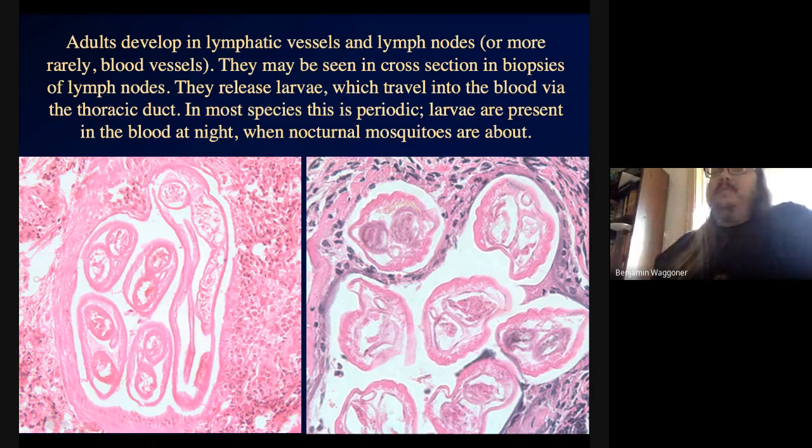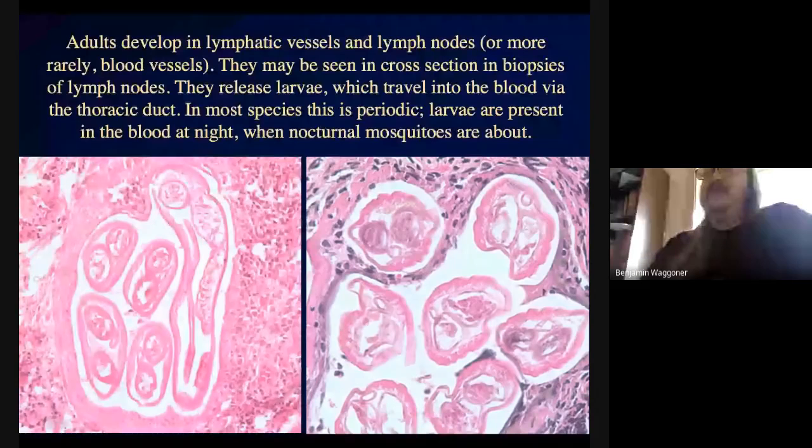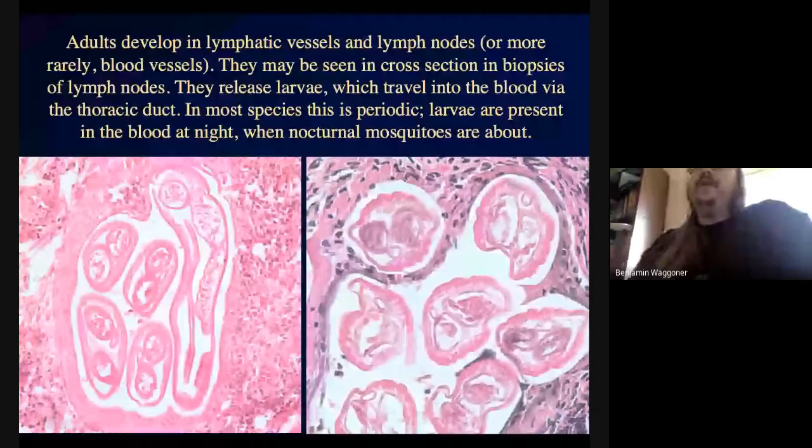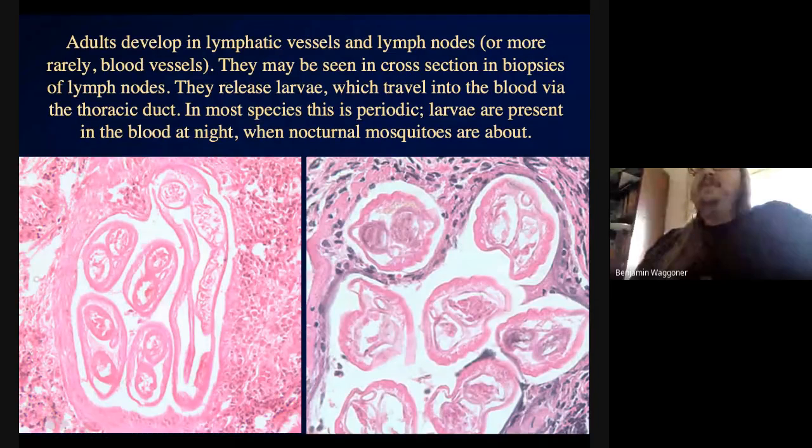They reproduce. They release larvae, which, if you remember, are still wrapped in that egg membrane, and the larvae travel into the bloodstream via the thoracic duct. Remember, that's the duct that connects your lymphatic system to the circulatory system. Lymph ultimately drains into your vena cava through your thoracic duct. And in most species, this is actually periodic. The larvae tend to enter the bloodstream at night, and lo and behold, that happens to be when mosquitoes are likeliest to bite you.